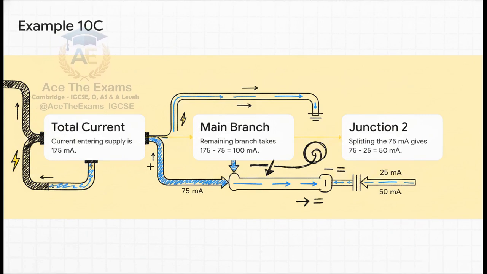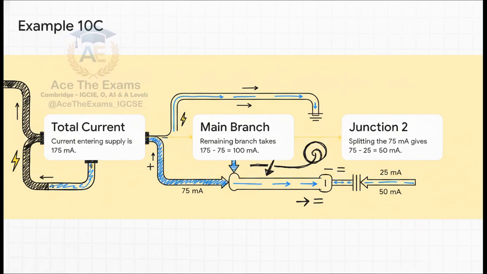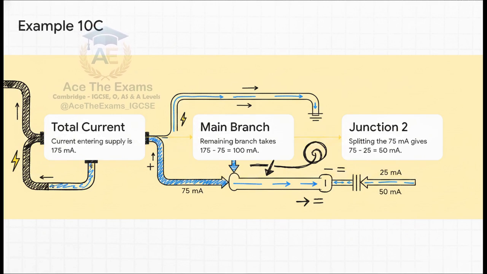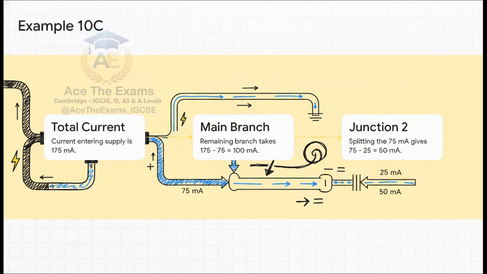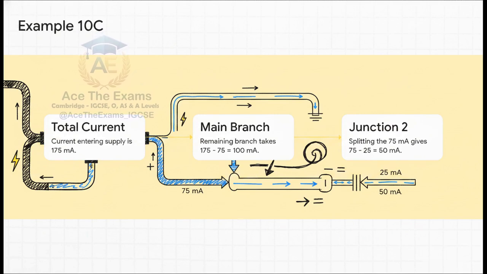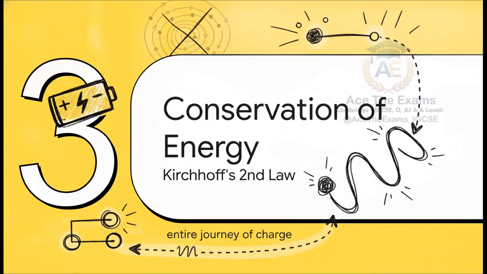25 milliamps go one way, which means, you guessed it, the final unknown path has to take the remaining 50. By literally just tracking what goes in and what comes out, we decode the entire network. Easy.